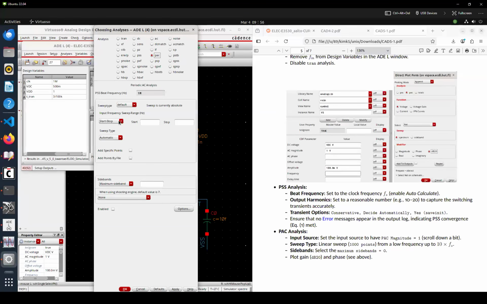So for the sweep, let's just set 1K to 10 mega, 10 times higher frequency than the sampling frequency, for example. And sweep type, let's set linear, like 1000 points, because we need a lot of points to see what is going on for the sinc function. And the maximum sideband, let's just set 0.